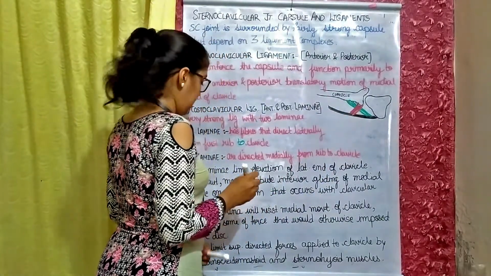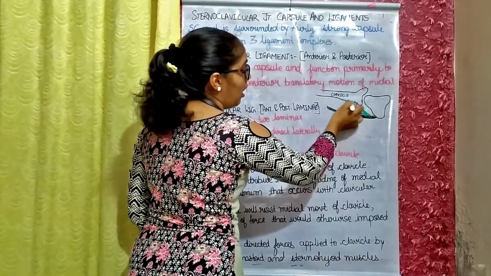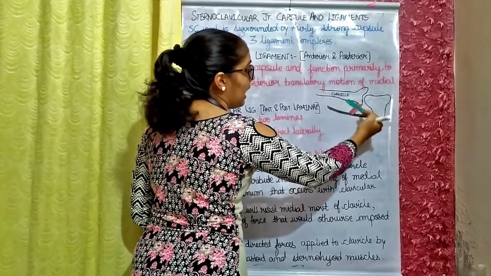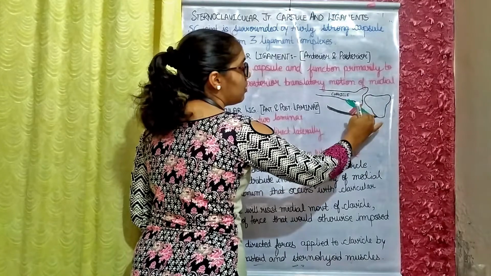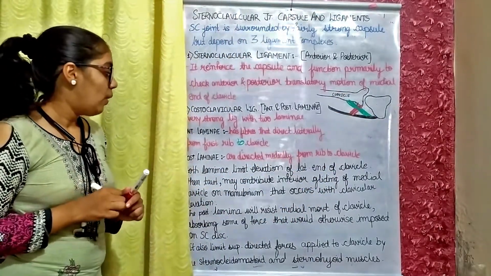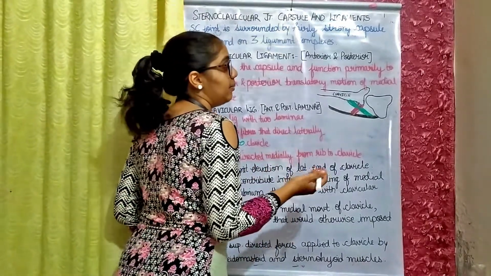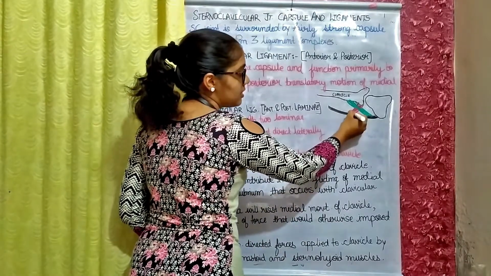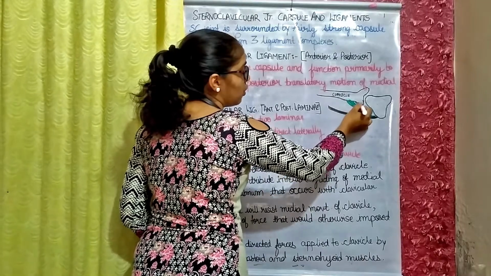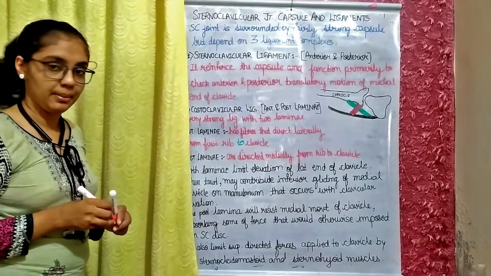The anterior lamina has fibers that run laterally from the first rib to the clavicle. The fibers in green color that run laterally from the first rib to the clavicle are known as the anterior lamina. While in the posterior lamina, the fibers are directed medially and run from the first rib to the clavicle in a medial direction. The fibers shown in red color are the fibers of the posterior lamina.